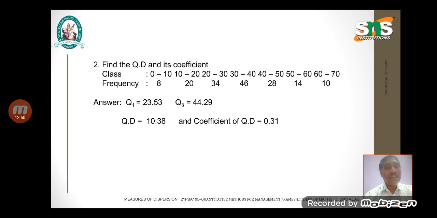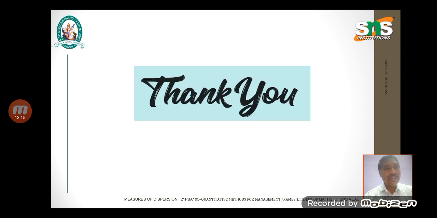And one more problem is quartile deviation and its coefficient. Using all this, we apply the continuous series formula. We get the first quartile value as 23.53 and the third quartile value as 44.29. Therefore, the quartile deviation is 10.38 and its coefficient of quartile deviation is 0.31. So using this, we calculate the quartile deviation and the coefficient of quartile deviation.